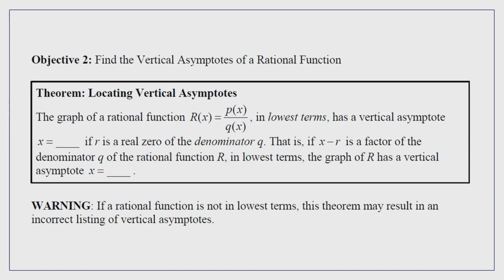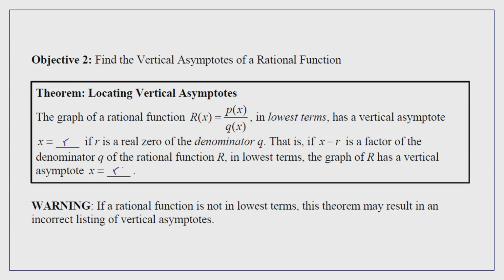Objective 2. Find the vertical asymptotes of a rational function. So locating vertical asymptotes. The graph of a rational function, r of x equals p of x divided by q of x in lowest terms, has a vertical asymptote x equals r if r is a real zero of the denominator q. That is, if x minus r is a factor of the denominator q of the rational function r in lowest terms, the graph of r has a vertical asymptote x equals r.